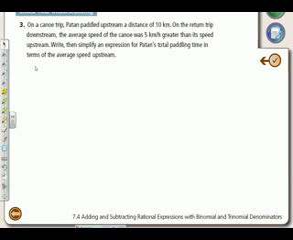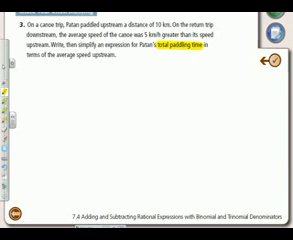On a canoe trip, Patton paddled upstream a distance of 10 kilometers, and on the return trip downstream, average speed was 5 kilometers per hour greater. Write a simplified expression for the total paddling time.